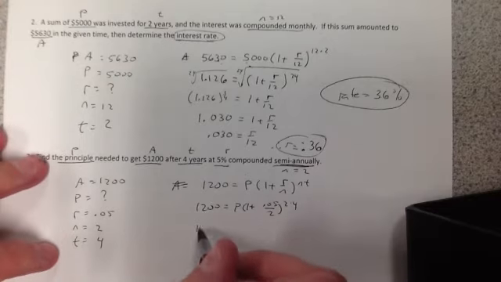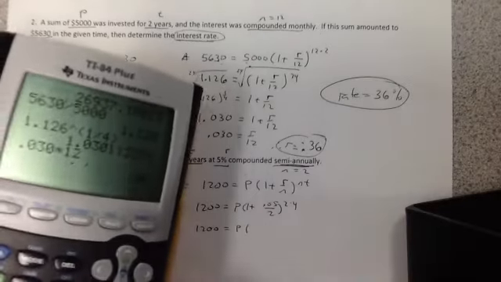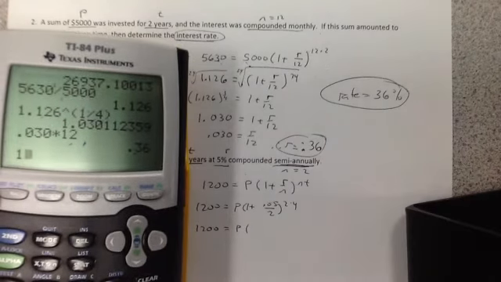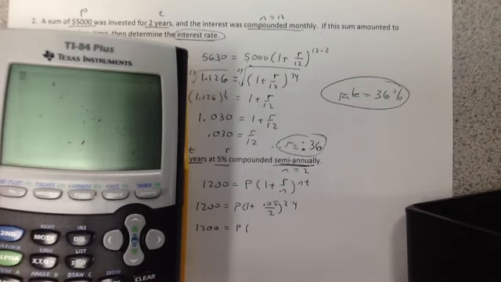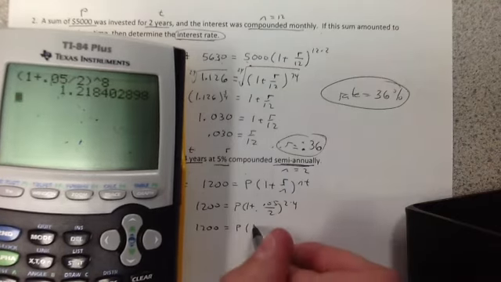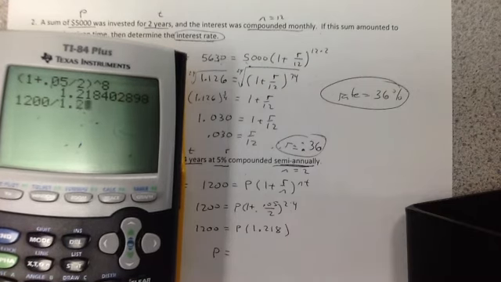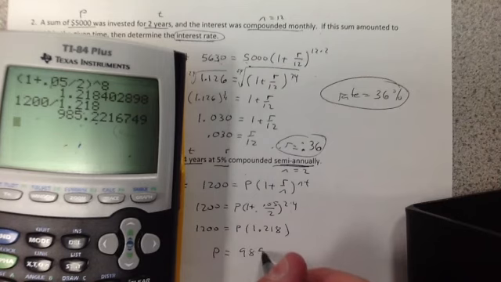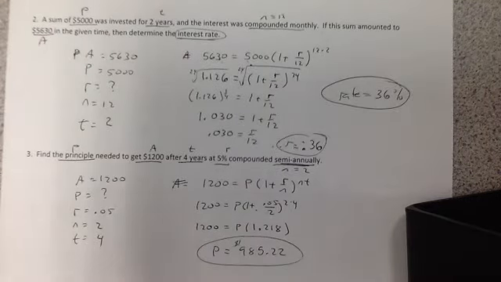And I'm going to simplify this as much as I possibly can. Equals P. If I type in my calculator 1, don't forget the parentheses, plus 0.05 divided by 2, and I'm going to raise that to the 8th power, that gives me 1.218. And I divide. How much do we have to invest? 1,200 divided by 1.218. We would have to invest $985.22. And that's going to give us an investment of $1,200.